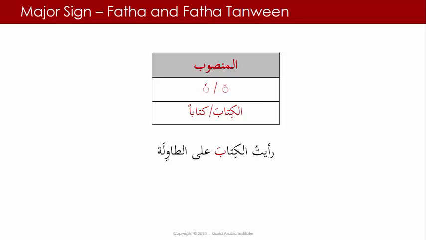Here's an example. رأيت الكتاب على الطاولة. I saw the book on the table. Al-kitab here is functioning as the object of رأيت. I saw the book. Fatha here on the end of al-kitab is the sign of the mansub case. I know that al-kitab here is the object of رأيت because the sign of the mansub case is on the end of al-kitab.